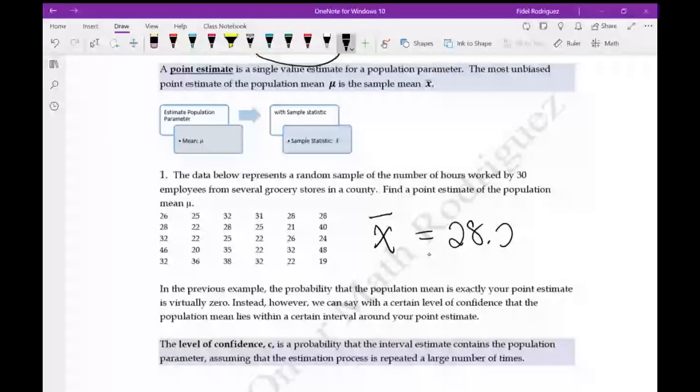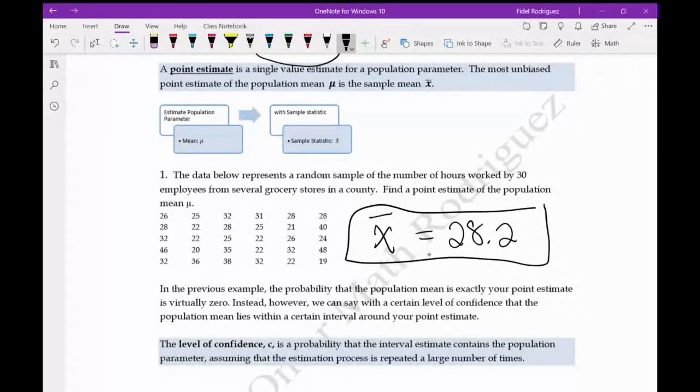So let me stop sharing this and then come back and pull up the notes one more time. And so what we came up with was our X bar being something like 28.2. Okay, so when it says find a point estimate for the population mean mu, what they're telling me here is we're trying to find an average of the number of hours worked by all employees at grocery stores. So what we did is we took 30 employees from different grocery stores in the county.